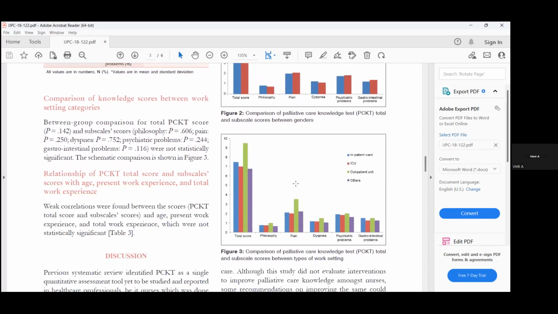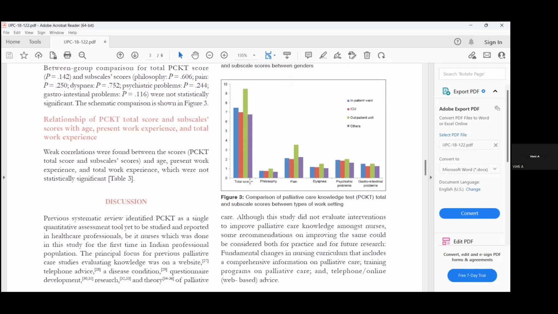Right. Then they have looked at scores. Now this is in terms of total scores, and then they've divided among inpatient ward, ICU, outpatient unit, and others. This is again depending on where the nurses were stationed. They've also looked at it in terms of subscales, that is philosophy. Again, the nurses might have been stationed across different units, so they wanted to see whether a nurse stationed in a particular unit would know more or not. It seems that the outpatient unit nurses have a larger score than the rest of them, the ones in the inpatient ward, the ICU and the others. So this is pretty much it.